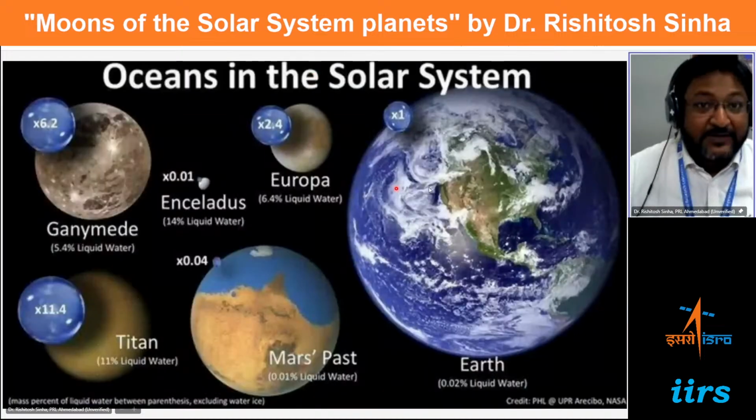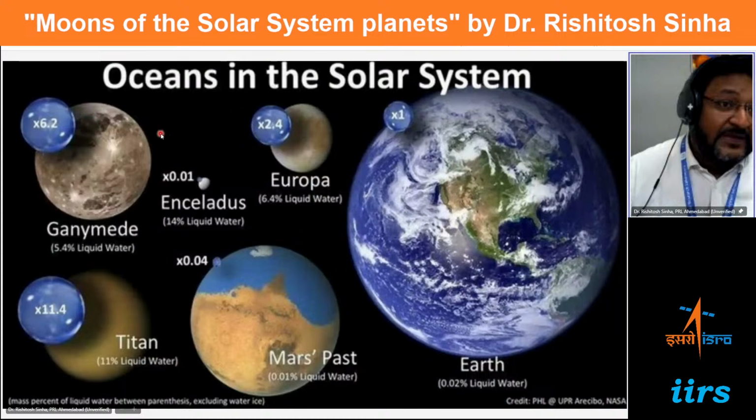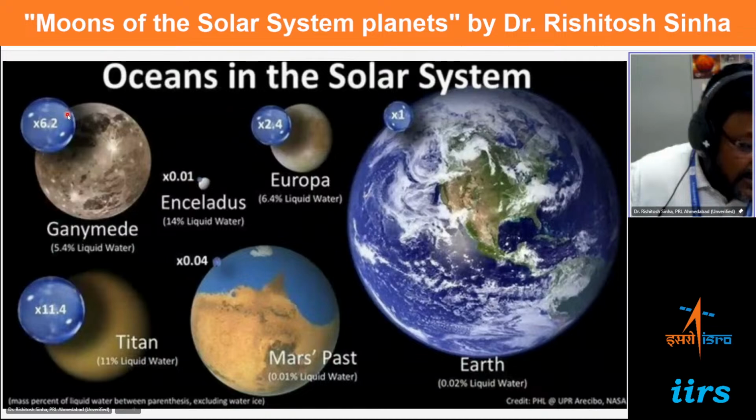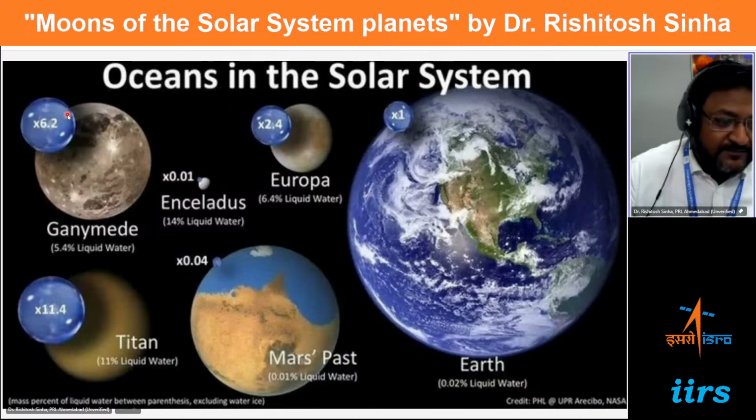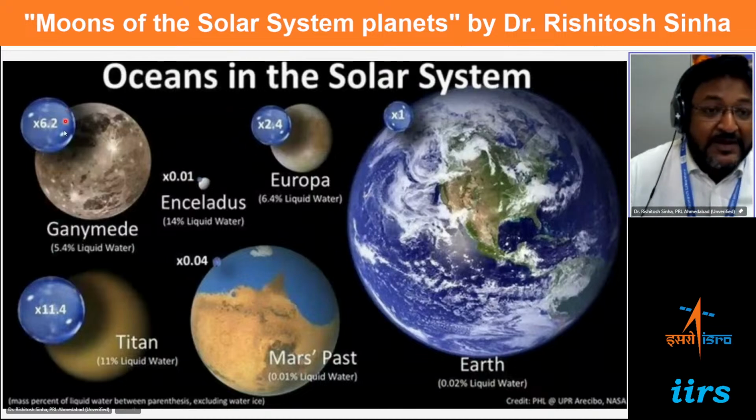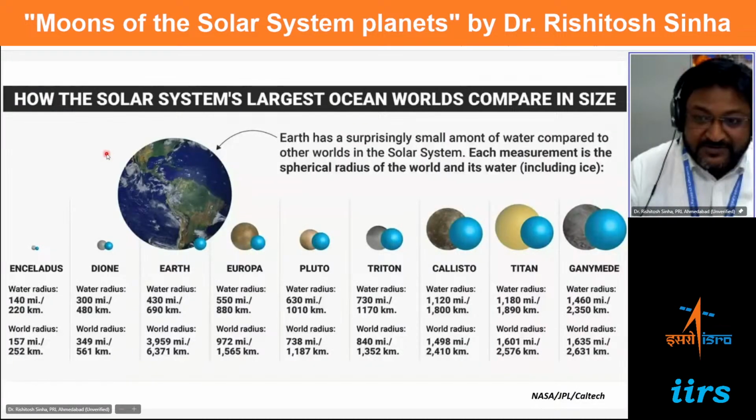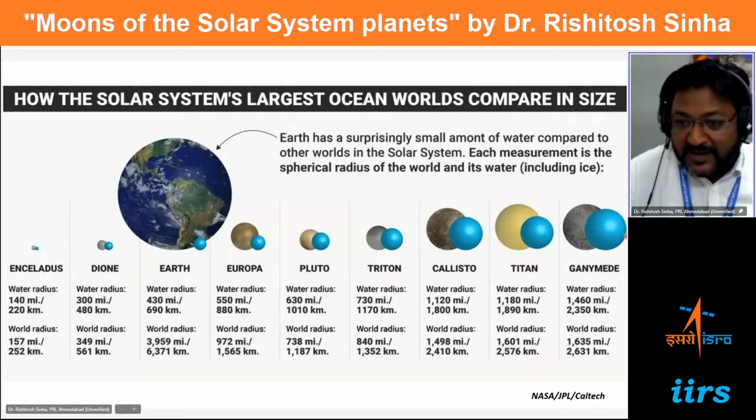But as I told you, being a very large moon, it also has a large amount of water. So it is considered the home to the largest ocean water in the solar system. But apart from all this, there is something else that makes Ganymede very unique in the solar system. So we will see what that is. Here is one other comparison where you can see where Ganymede stands with respect to having subsurface water. It is the largest, having the largest water body in the solar system in the subsurface.